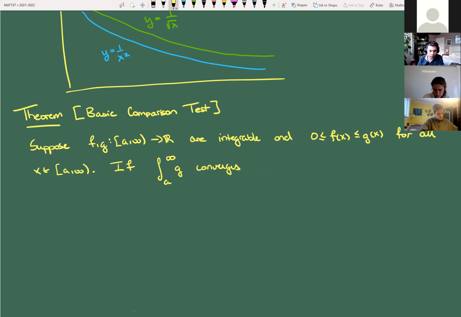Okay. So here's our setup. We've got these two functions. Both are integrable. We don't know if their integrals converge or not. And you know that g is always bigger than f, and they're both non-negative. So if the improper integral for g converges, then the improper integral for f must also converge.